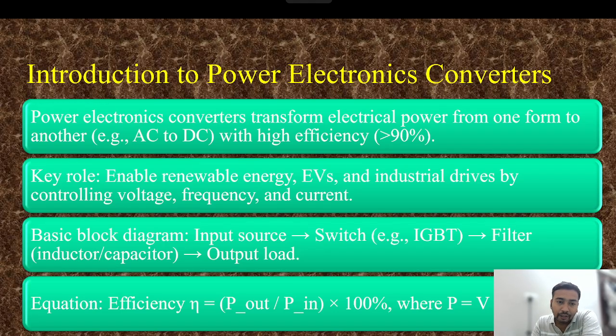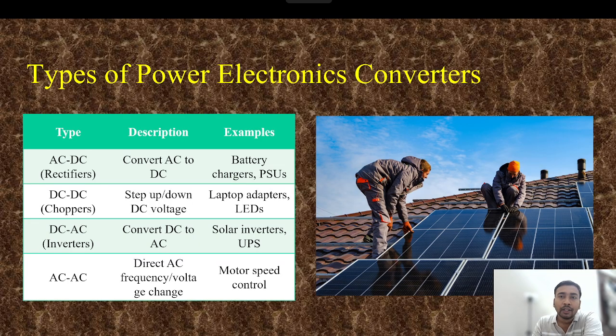For evaluating the efficiency, there is a general formula: output power divided by input power, into 100, where output power P is equal to V into I, depending upon which type of voltage you are getting in the output. If we look at the types of power electronic converters, there are four types that we are going to learn, but out of these, three we have to study here.